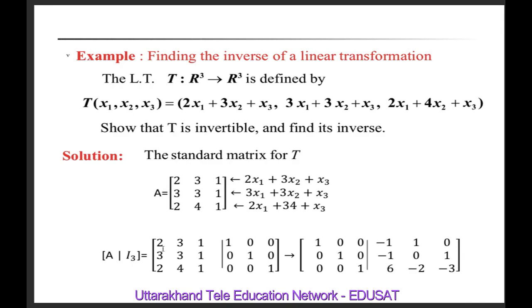So by applying different row and column operations, we can reduce this matrix to the identity matrix, which is 1, 0, 0, 0, 1, 0, 0, 0, 1. And applying the same operations simultaneously on the identity matrix, we will get minus 1, 1, 0, minus 1, 0, 1, 6, minus 2, minus 3 here. So this is nothing but the inverse of A.